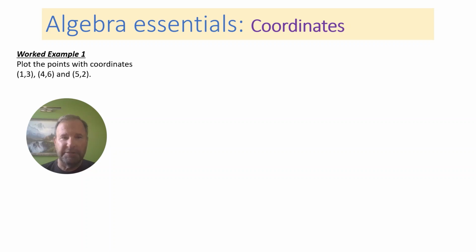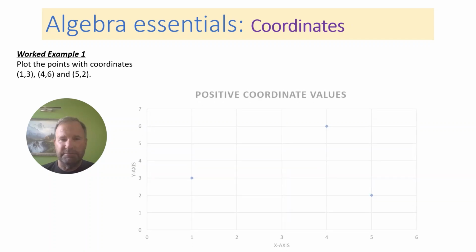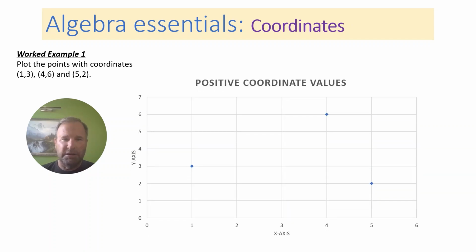Here's a worked example. Plot the points with coordinates 1, 3, coordinates 4, 6, and 5, 2. We've got our number grid here. We've got our y-axis in the vertical sense, and our x-axis in the horizontal sense, and we've got these coordinates here. So how do we plot them? We go across the x, which is here, and then we go up the y, which is here.